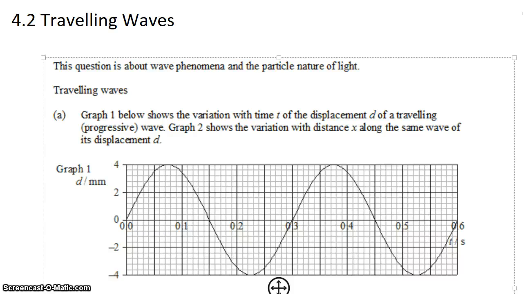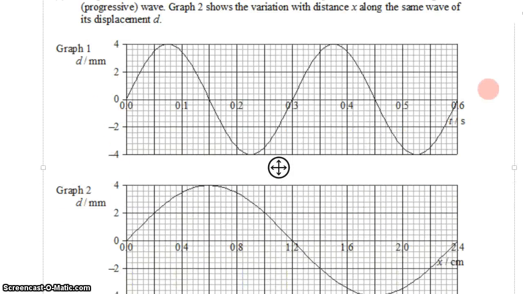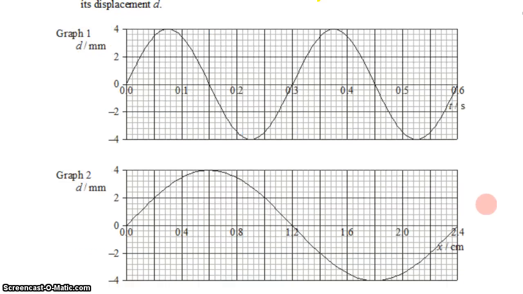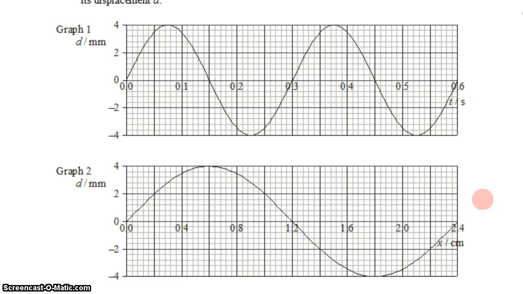David Ken here with another IB question in topic 4.2. We're looking at traveling waves, and we have two graphs. Graph 1 shows the variation with time of the displacement of a particle, and graph 2 shows the variation with distance of the same particle. And so we see two waveforms on two graphs.